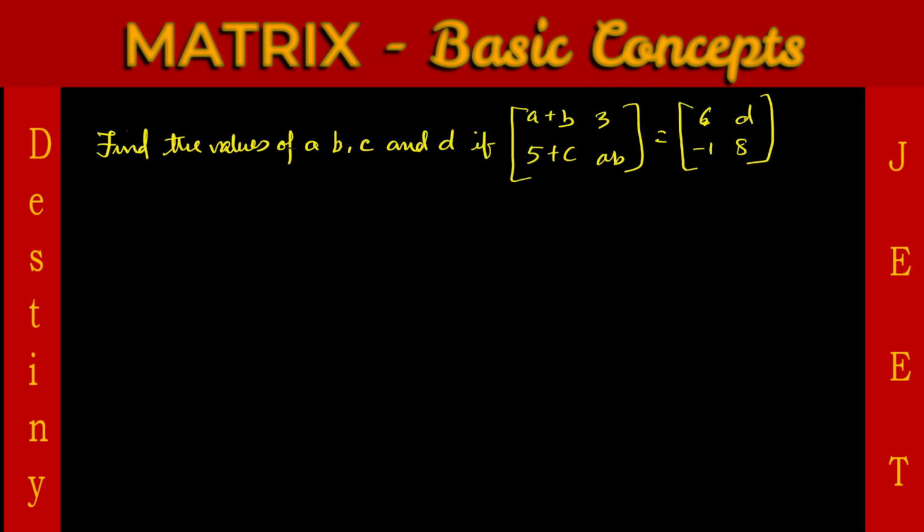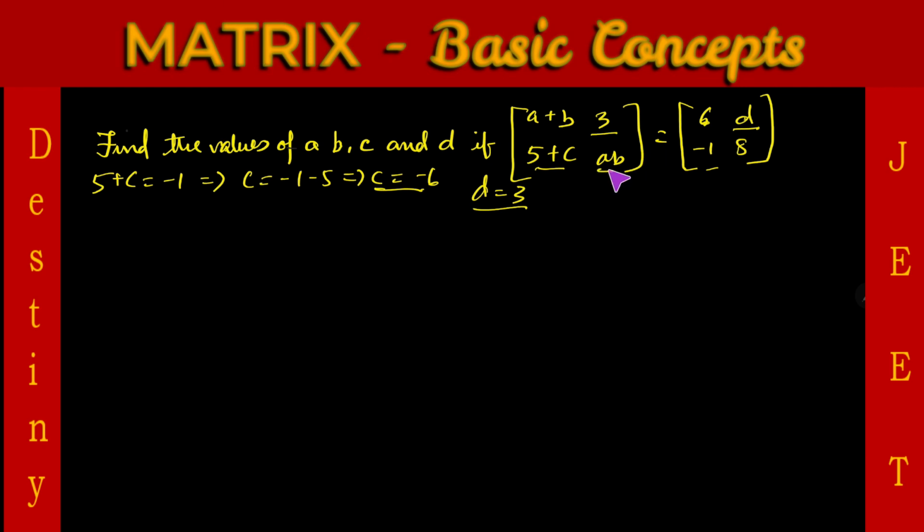Okay, now we solve the last question for the day. It says, find the values of A, B, C and D if this matrix is equal to this matrix. Till now you have come to know that the corresponding elements of these two will be equal. Hence 5 plus C is equal to minus 1, which gives C is equal to minus 1 minus 5, and C is equal to minus 6. Now we come to this element. We see that D is equal to 3. We get the value of D also.